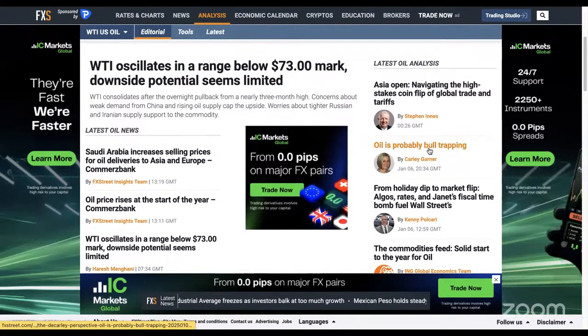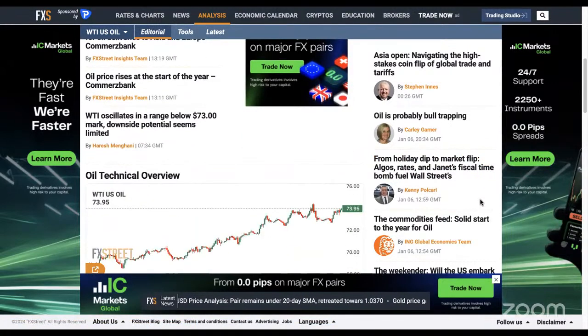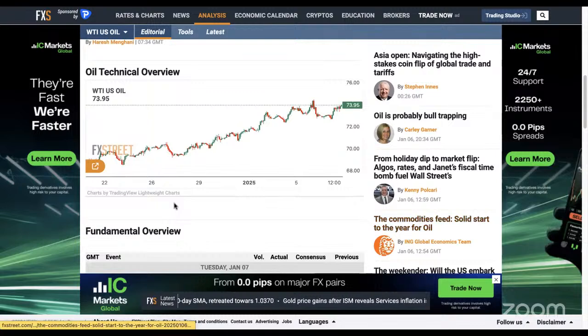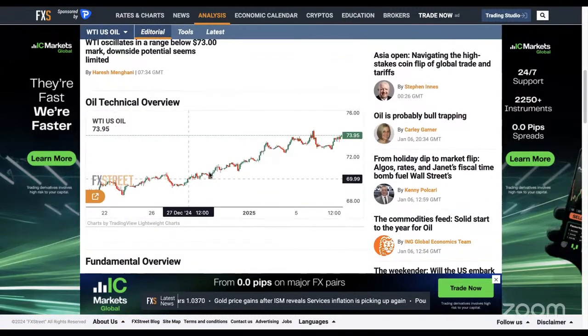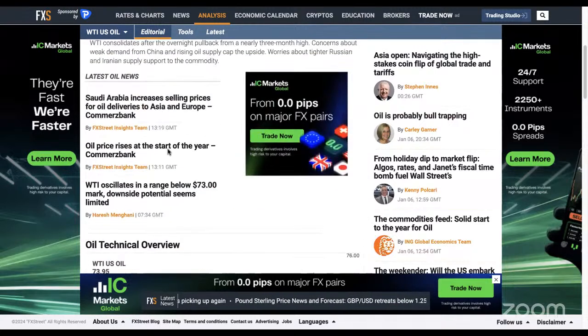Oil is probably bull trapping. Navigating the high stakes coin flip of global trade and tariffs, from holiday dip to market flip, algos, rates, and Janet's fiscal time bomb fuel Wall Street. The commodity feed sold starts to the year for oil. A technical view of oil, see the chart started already. WTI. And what chart is this? Anyway, we'll go to TradingView to find out. Oil prices rises at start of the year.